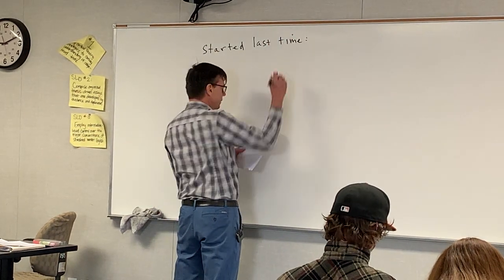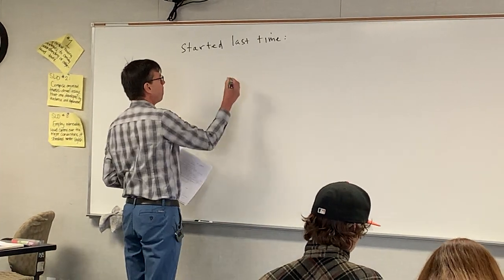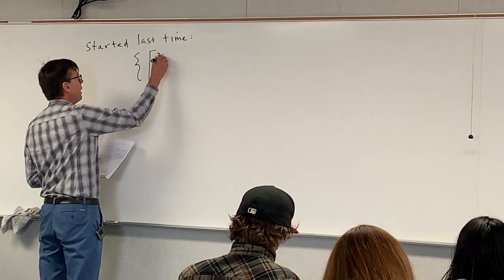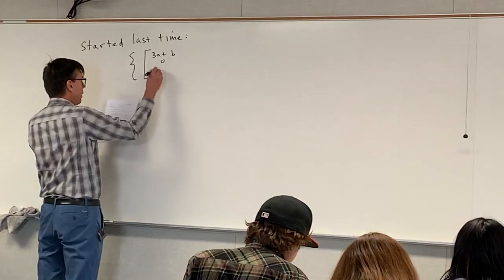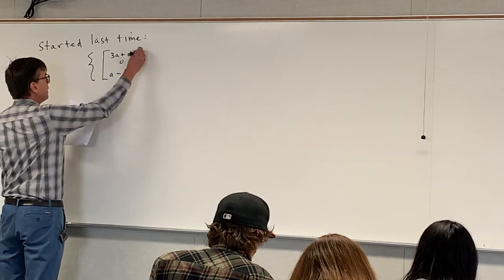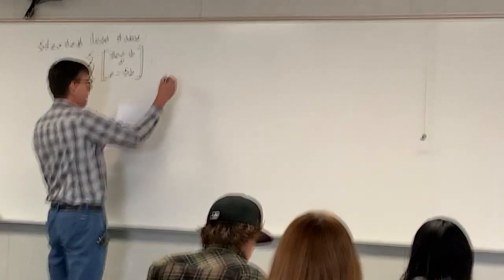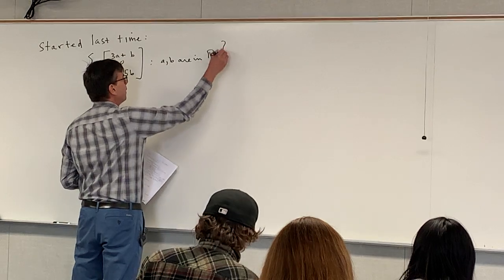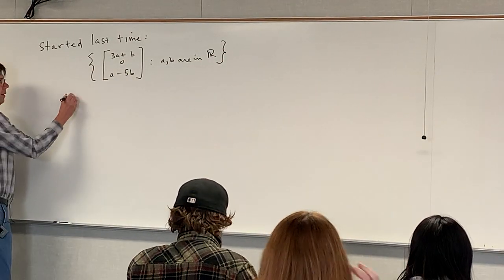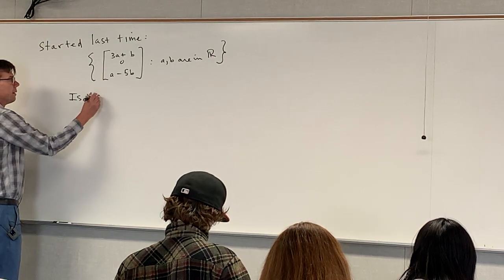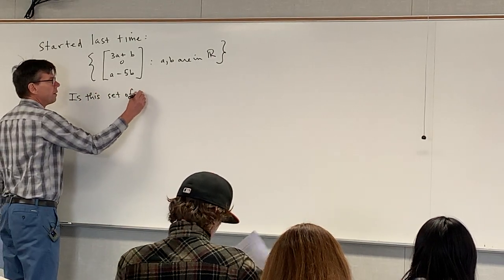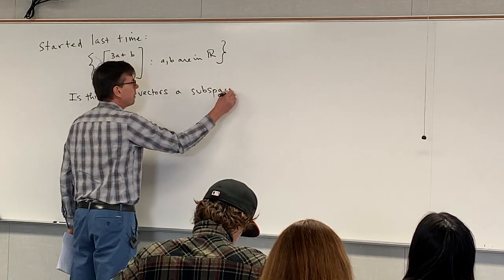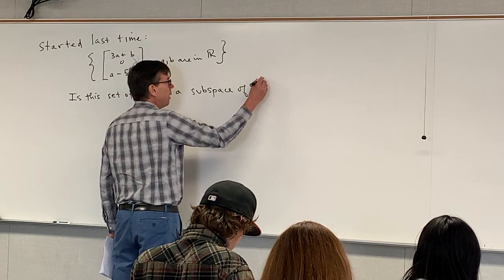Changing the wording a bit. So, we were looking at the set of vectors (3a + b, 0, a - 5b) such that a and b are in R. And I think the question is, is this set of vectors a subspace of R3?